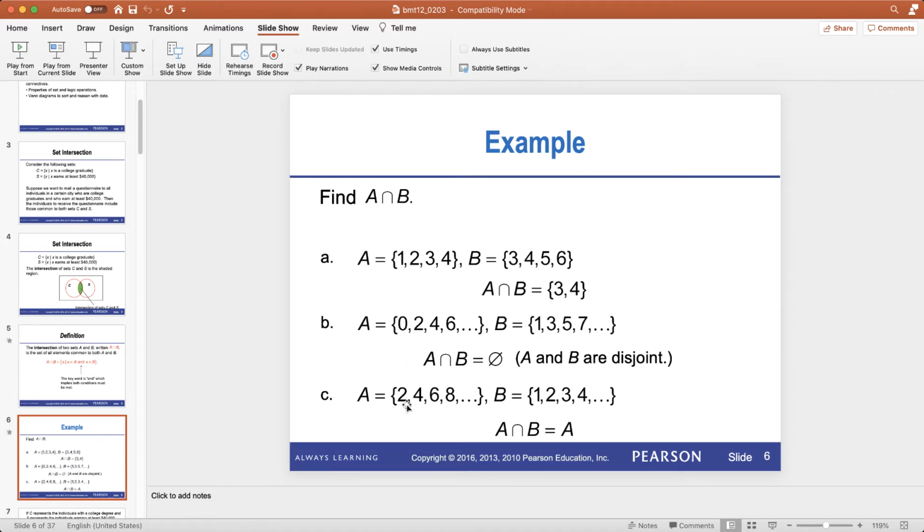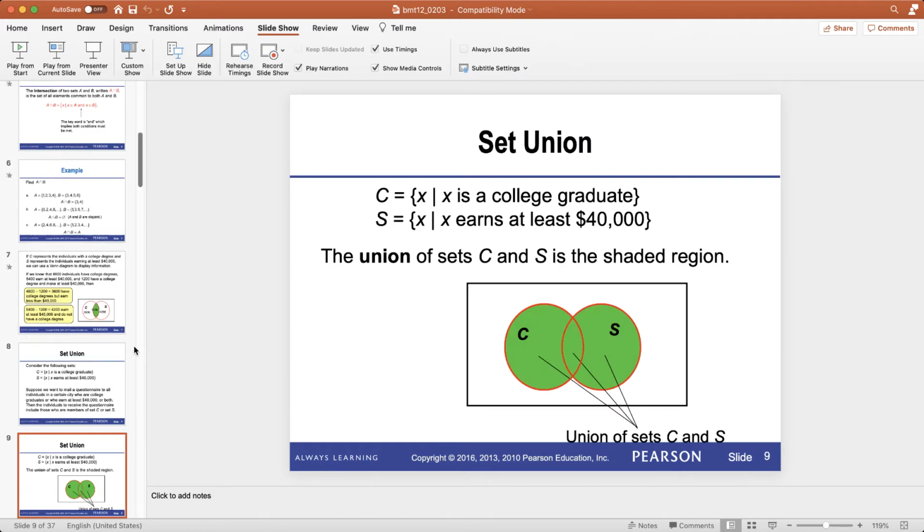And then finally, A is 2, 4, 6, 8, and B is 1, 2, 3, 4, and so on. So the intersection of A and B is equal to A, because all of the elements that are in A are also in B. So when you intersect them, it's really just the 2, 4, 6, 8 even numbers, because the even numbers are in B also. That's just a simpler way to write the intersection, okay?